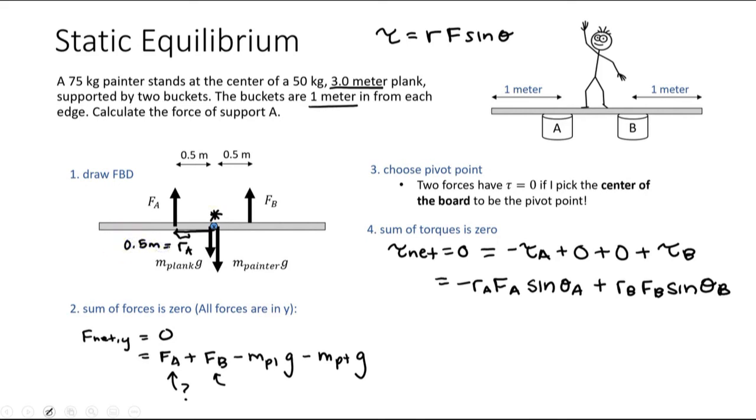All right, and then the last thing we need to know for the torque due to force A is the angle between RA and FA. RA is horizontal, FA is vertical, so theta A is going to be 90 degrees.